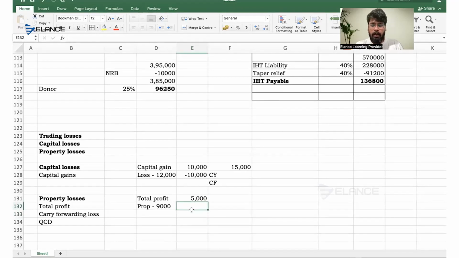So in the current year we can set off the maximum available total profit from the current year. So current year's total profit is reduced to 0. So if there was any QCD we had made in this period, it will be wasted.